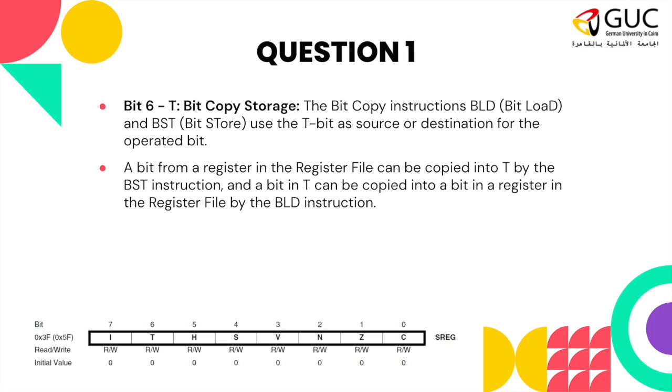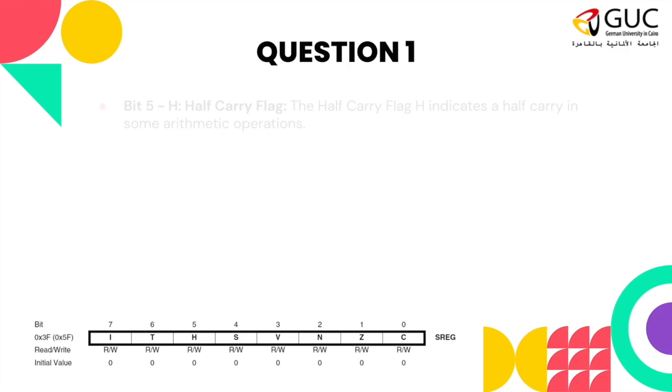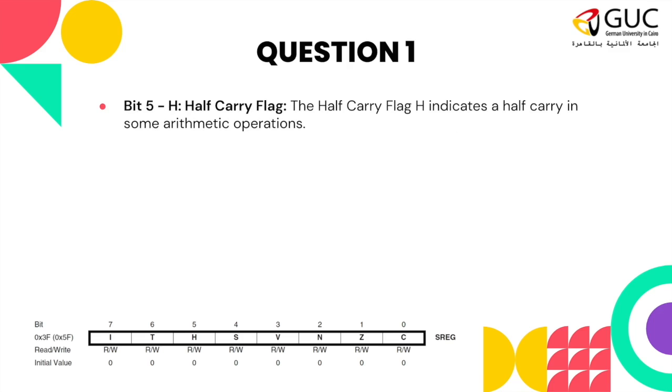Now let's move on to the arithmetic bits. The first bit is bit number 5, which is called the half carry flag. The half carry flag H indicates a half carry in some arithmetic operations. Moreover, half carry is useful in arithmetic, and it is the carry from bit 3 to bit 4.